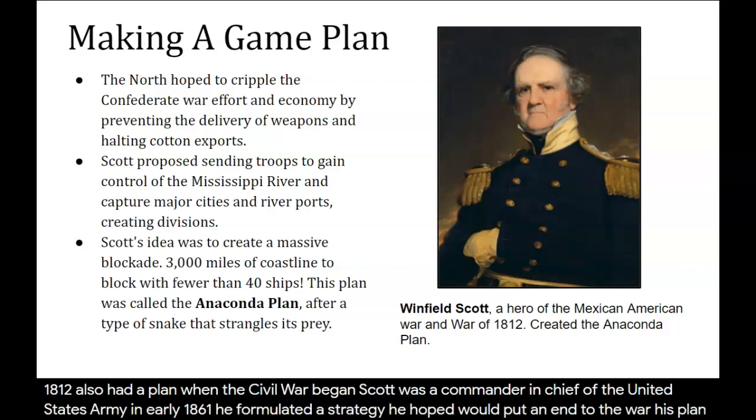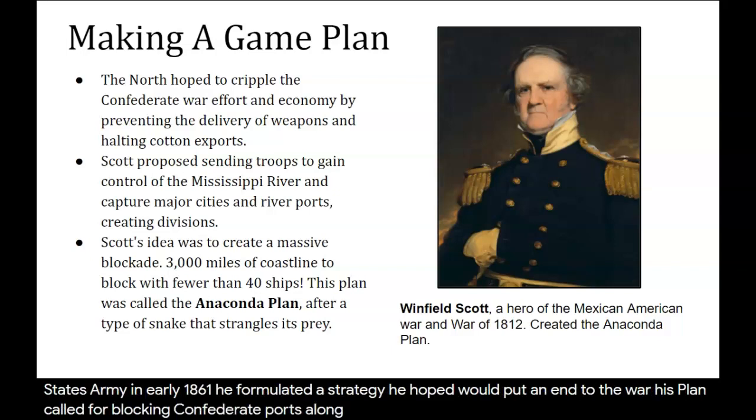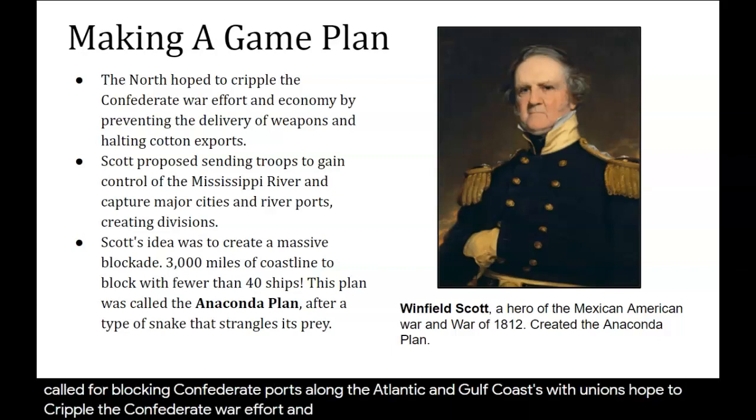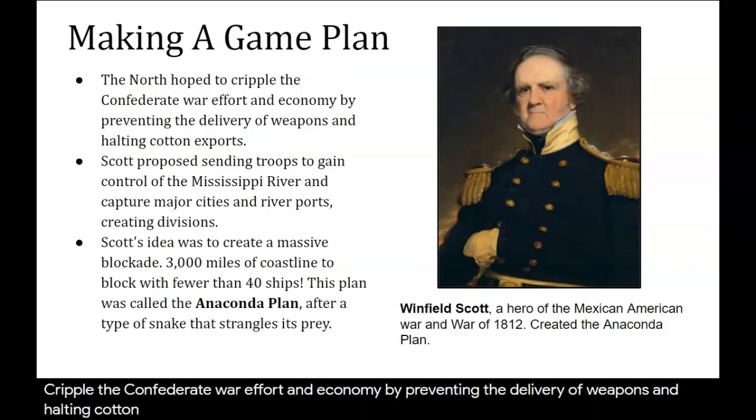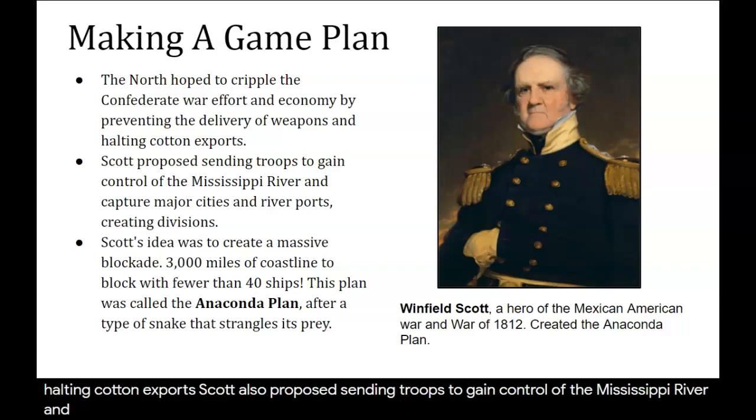His plan called for blocking Confederate ports along the Atlantic and Gulf coasts with Union warships. The North hoped to cripple the Confederate war effort and economy by preventing the delivery of weapons and halting cotton exports. Scott also proposed sending troops to gain control of the Mississippi River and capture major cities and river ports, creating divisions in the South.